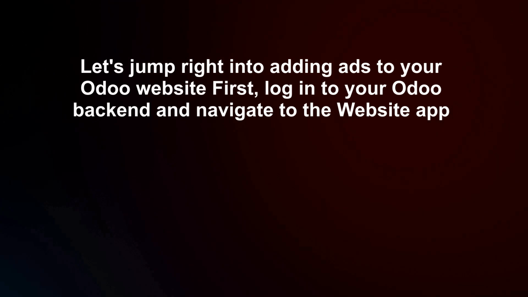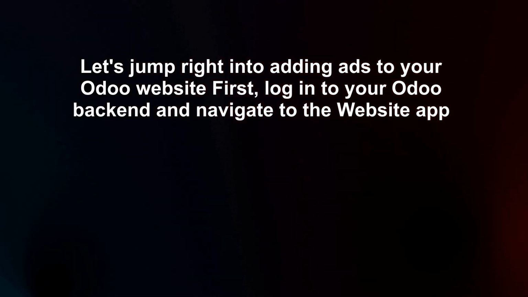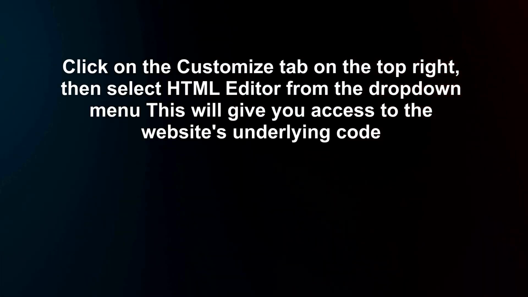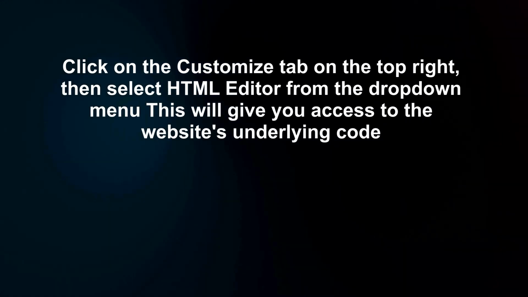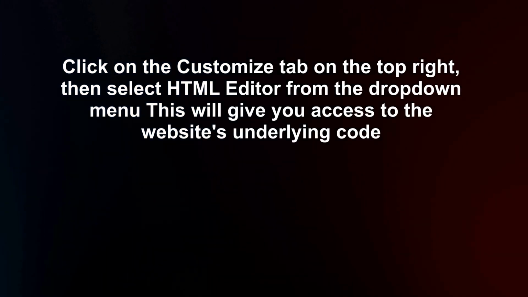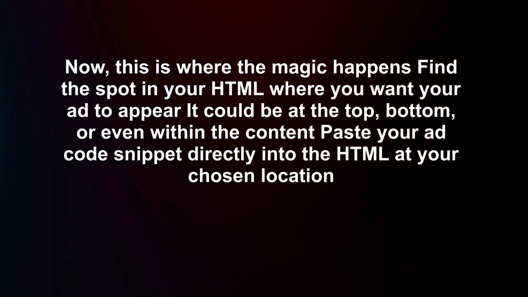First, log into your Odoo backend and navigate to the website app. Click on the Customize tab on the top right, then select HTML Editor from the drop-down menu. This will give you access to the website's underlying code. Now, this is where the magic happens.